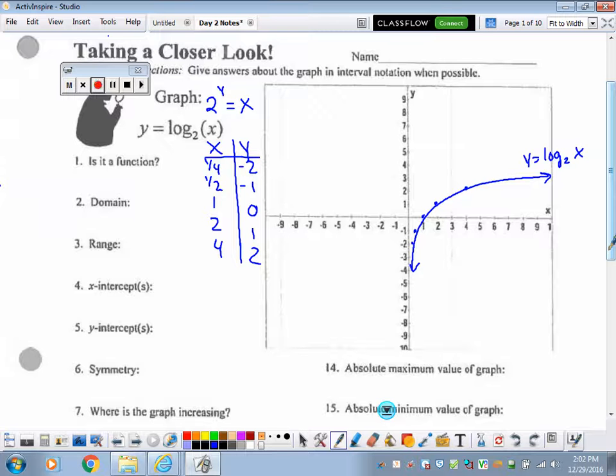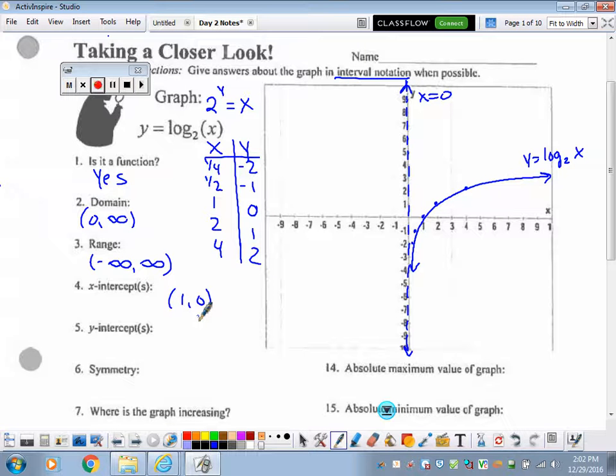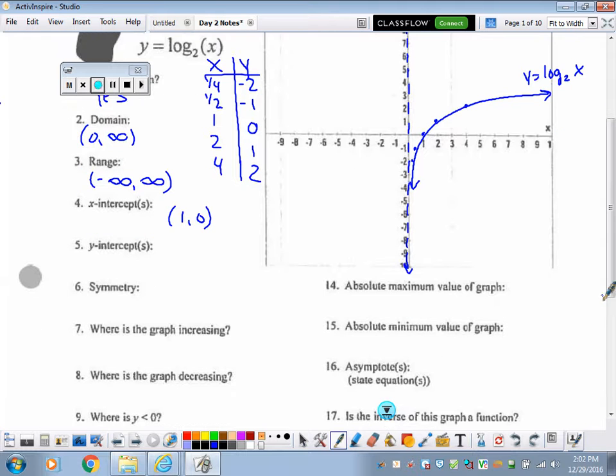Is it a function? Yes, it is. The domain, directions say to give answers in interval notation whenever possible. So the domain, remember, is from 0 to infinity. The range, all real numbers, from -infinity to +infinity. Oh, I just remembered, we need to put in our vertical asymptote and label that x is equal to 0. The x-intercept is at (1, 0). Y-intercept, there isn't any, so write down none.